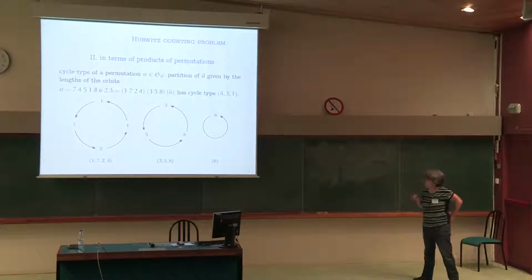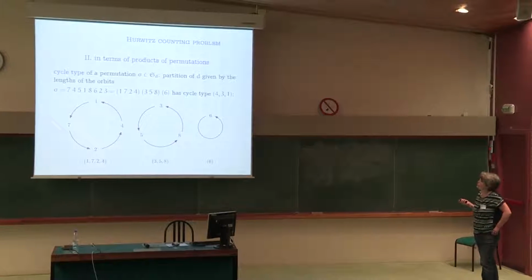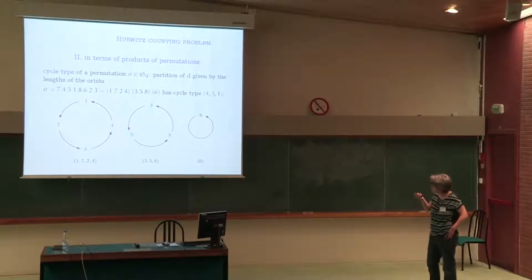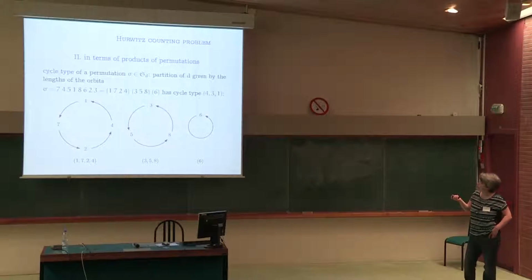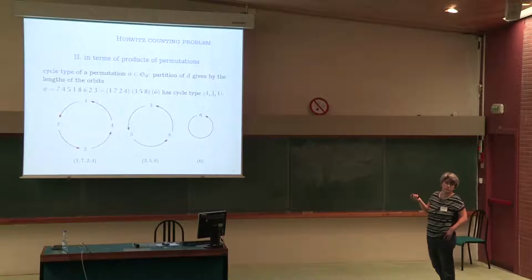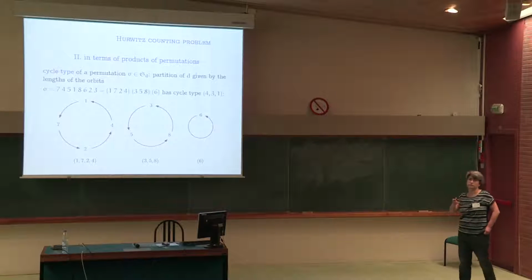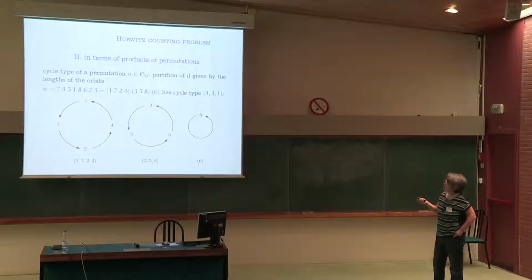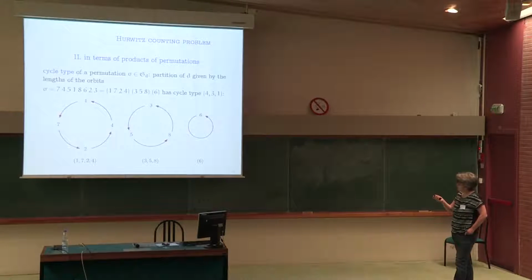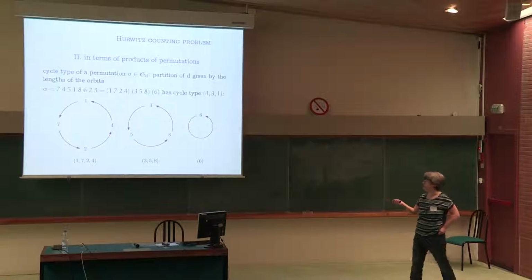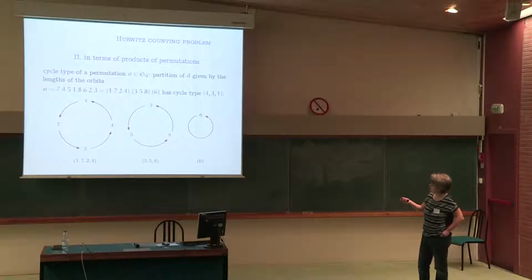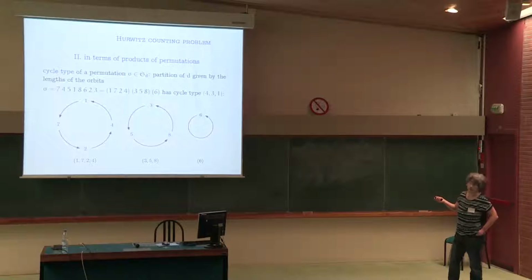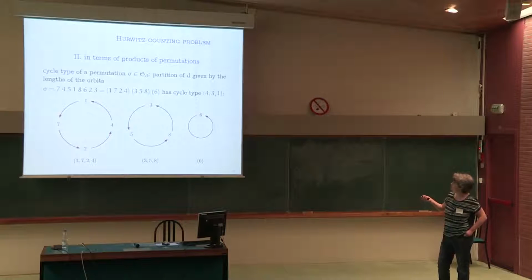A second classical point of view is in terms of products of permutations. And first, I will recall a little definition that is absolutely necessary. The cycle type of a permutation is the partition that gives the length of the orbits of the permutation. So for instance, if I look at this permutation written in linear mode, which is a very bad idea, I look at the orbits, I see I have three orbits, one has length 4, one has length 3, and one has length 1. So the cycle type of this permutation is 4-3-1.